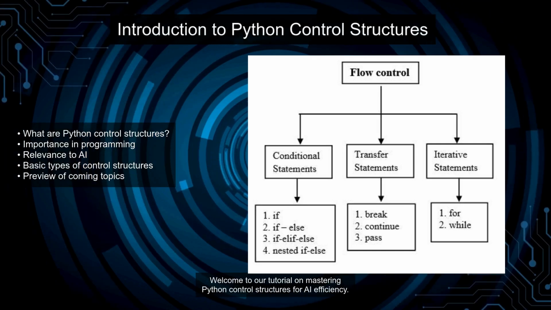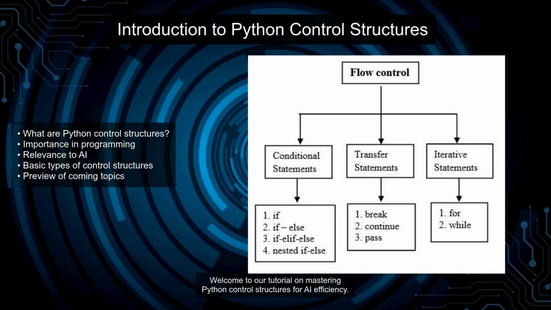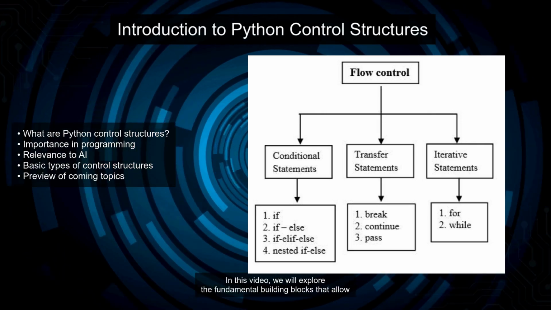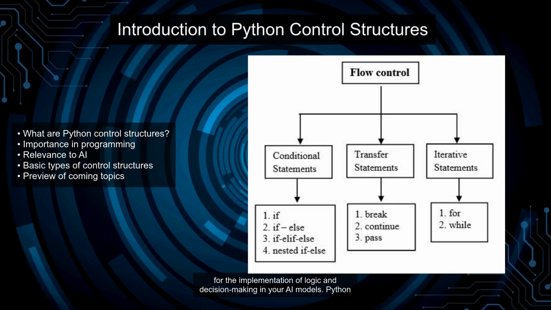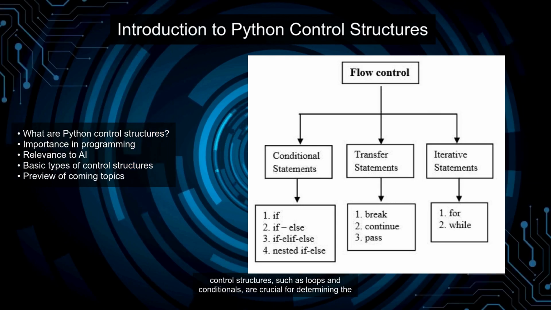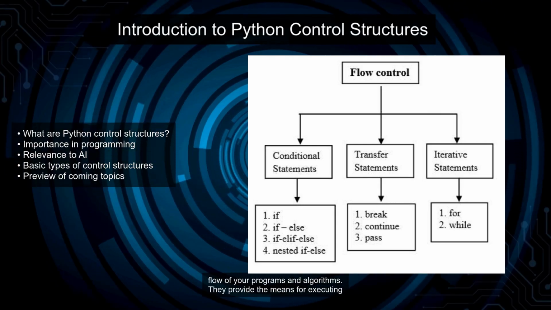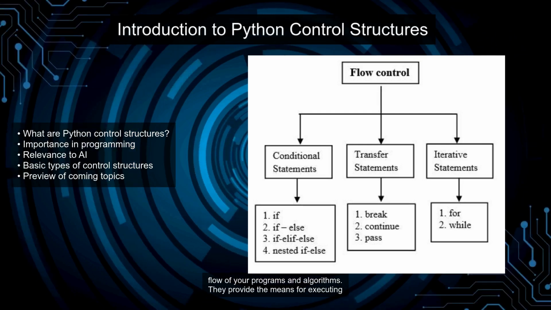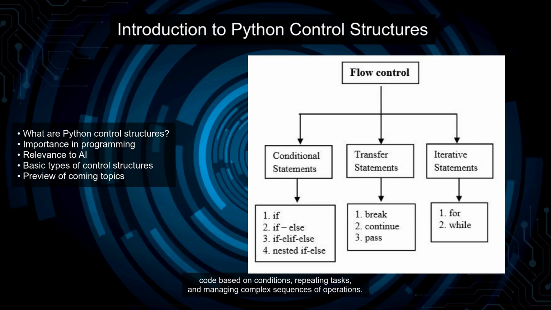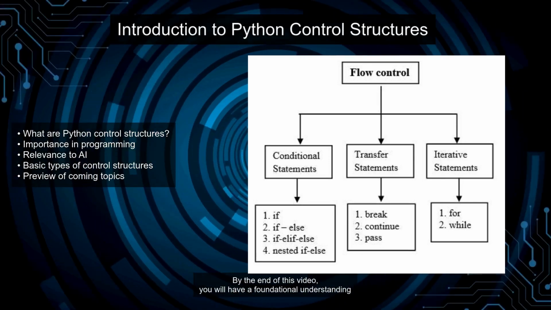Welcome to our tutorial on mastering Python control structures for AI efficiency. In this video, we will explore the fundamental building blocks that allow for the implementation of logic and decision-making in your AI models. Python control structures, such as loops and conditionals, are crucial for determining the flow of your programs and algorithms. They provide the means for executing code based on conditions, repeating tasks, and managing complex sequences of operations.